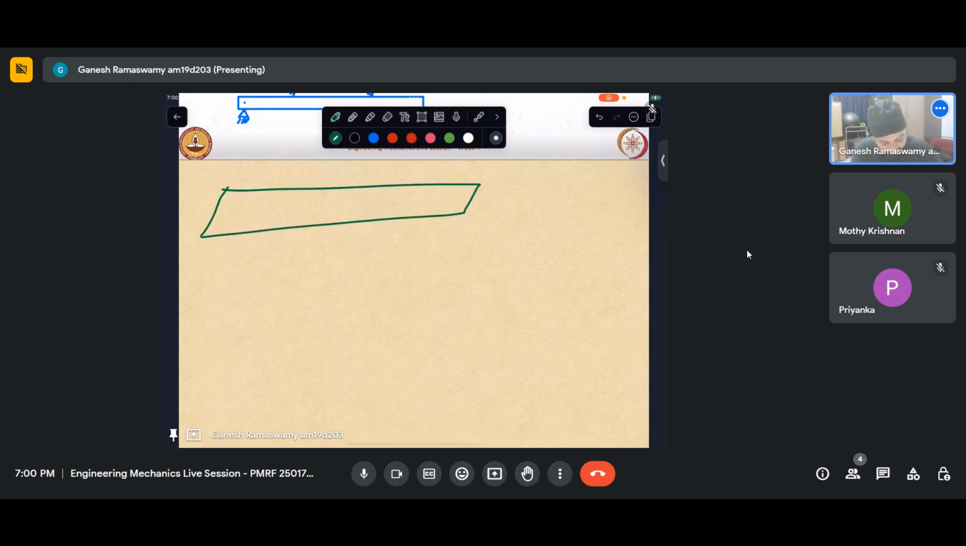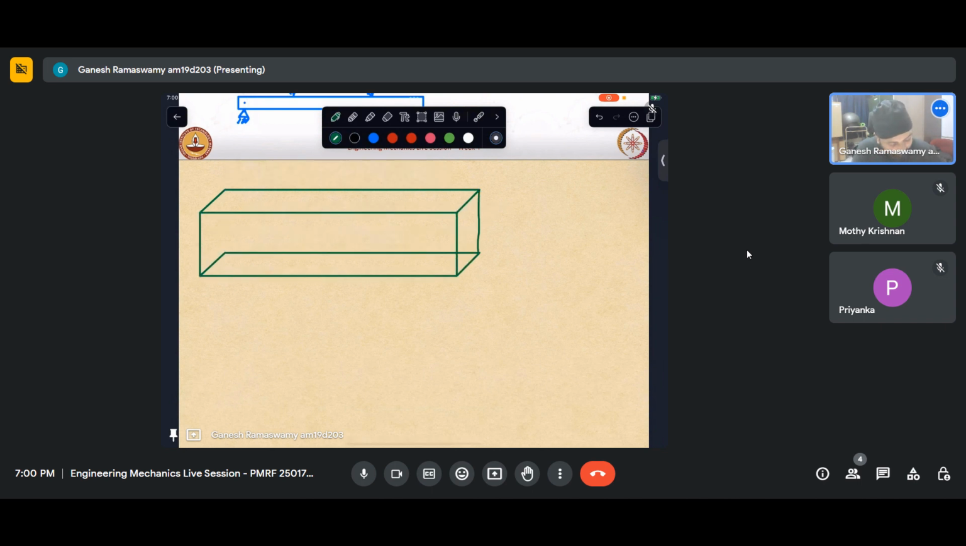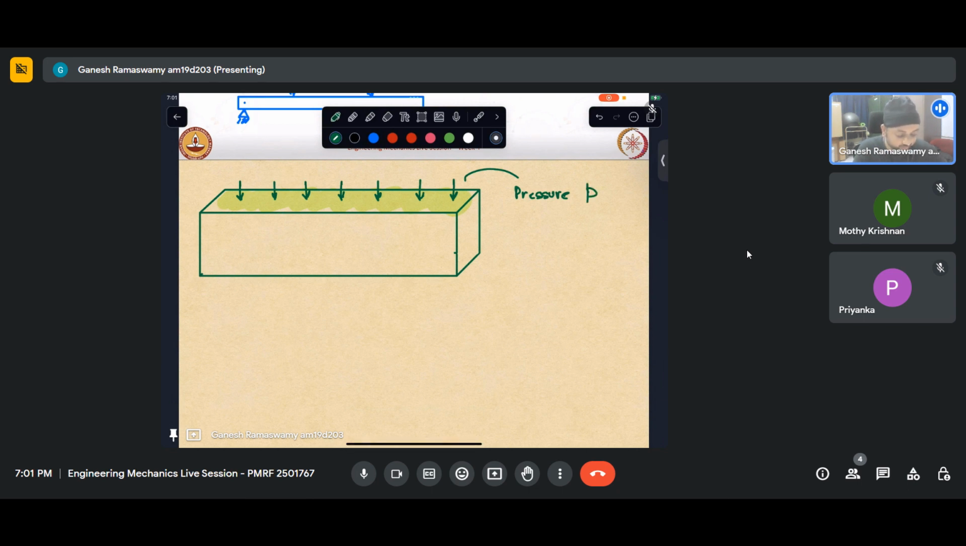Let us say again that I have a beam like that, and I have held it, and this entire top area is subjected to some pressure. So this is subjected to a compressive pressure of P. Now I know that pressure has units of MPa, or rather, let me make it simple, units of Newton per mm squared.